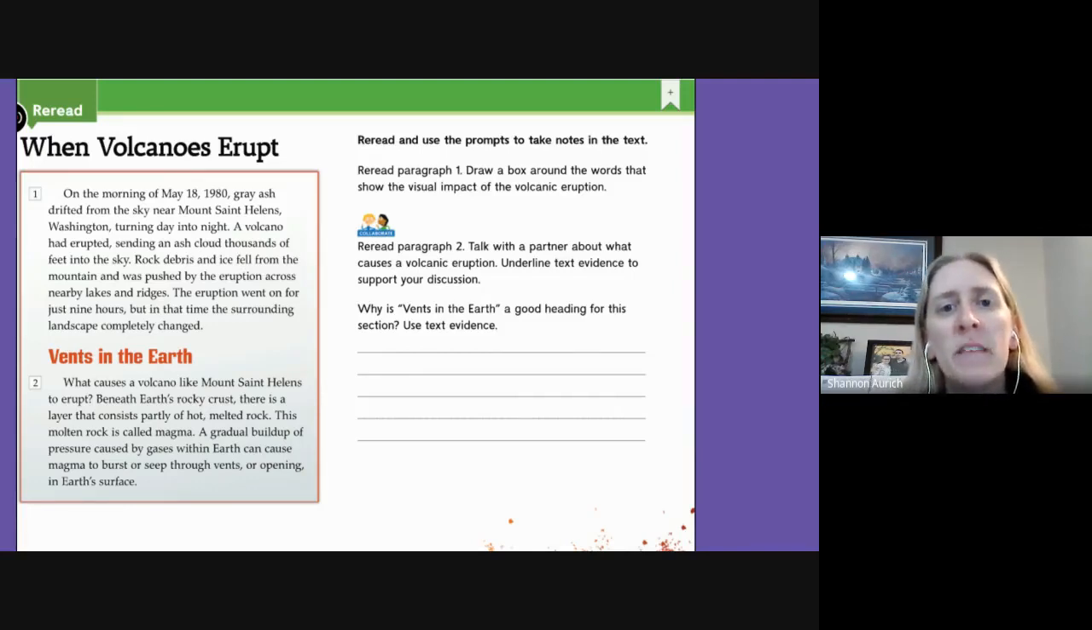At the top, it has some directions. Reread and use the prompts to take notes in the text. Get your pen or pencil ready. You are going to be writing on your worksheet. Reread paragraph 1. Draw a box around the words that show the visual impact of the volcanic eruption. When we look at paragraph 1, what gives us a visual, tells us what we see with the volcanic eruption? What could we see?